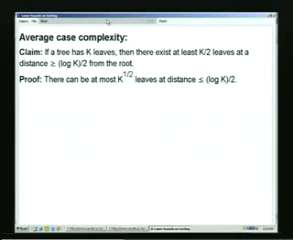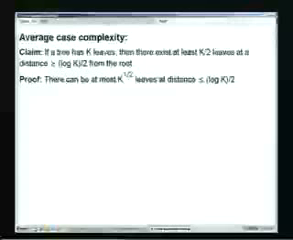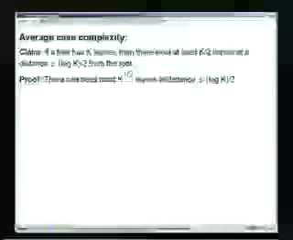So here is the first claim. If a tree has k keys, then there exist at least k over 2 keys at a distance log k over 2 from the root. Why? Well, there can be at most square root k leaves at a distance.